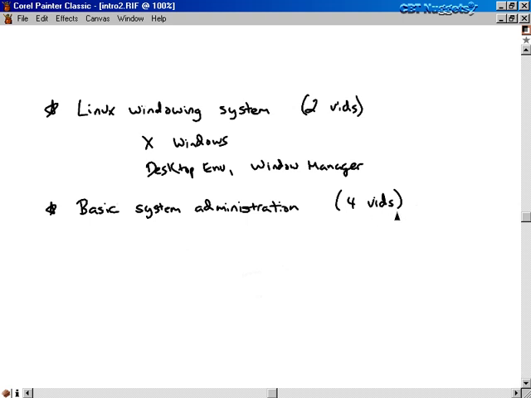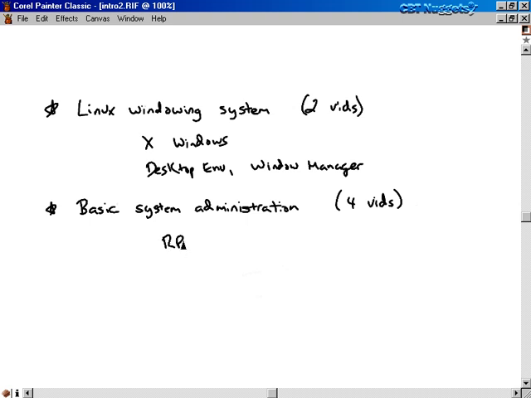And then we talk about basic system administration, and we spend 4 videos doing that. When I say basic system administration, I'm talking about the kind of system administration that you would have to do even if you had a system in your house and you were the only person that used it. So this is very basic, very fundamentally important system administration.